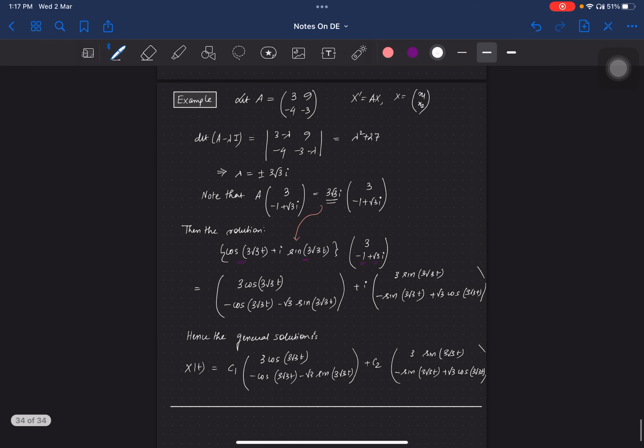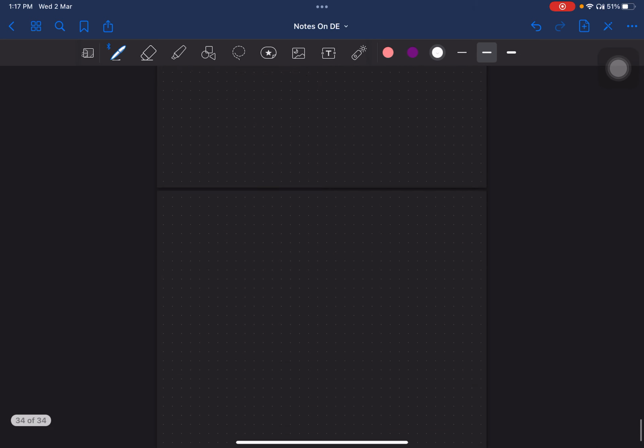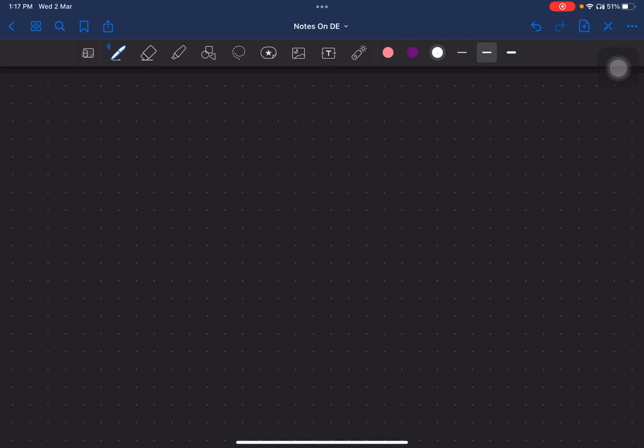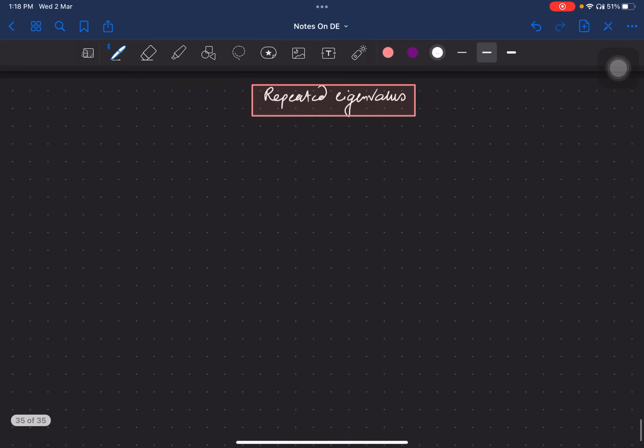Okay, so this was the case when the eigenvalues of the matrix of the system are complex conjugates. Okay, so next, let us take an example where we have repeated eigenvalues. For this case, we'll just take A as [7, 1; -4, 3]. So this is our A. So as usual, the system is x prime equal to Ax. That is fine. Now let us find the eigenvalues.